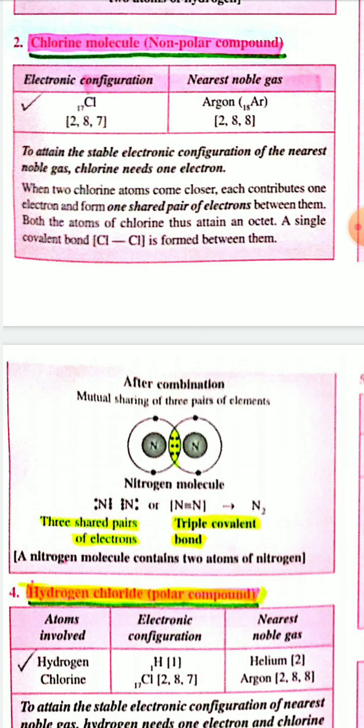Thus, when two chlorine atoms come closer, each contributes one electron and forms one shared pair of electrons between them, and then both the chlorine atoms attain an octet. So in the chlorine molecule, the octet is attained by mutual sharing of one electron by each chlorine atom.